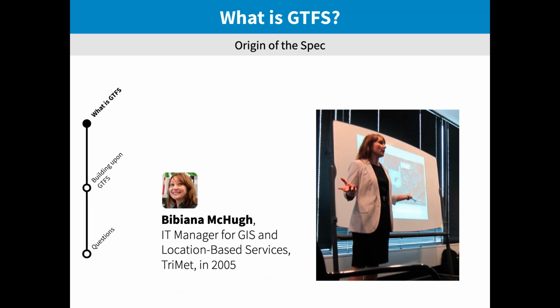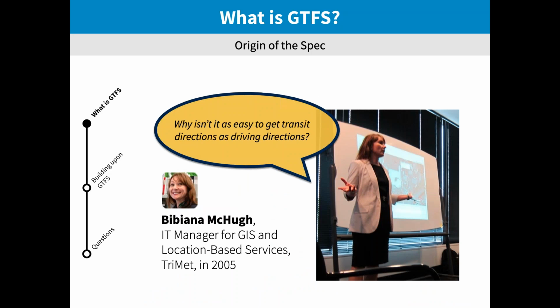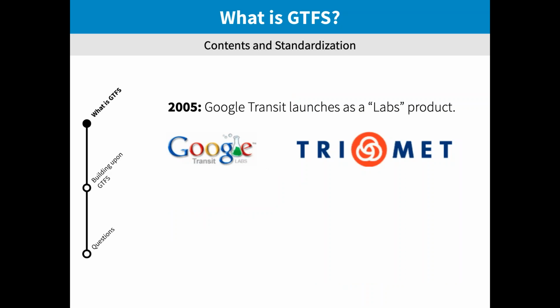Seeing this problem, an IT manager named Viviana McHugh at TriMet here in Portland asked the question, why isn't it as easy to get transit directions as driving directions in 2005? She contacted a number of companies, MapQuest, if you remember back in the early days of web mapping, and Yahoo Maps, and Google Maps got in touch with her and said, we want to add transit directions to Google Maps. We think that will be very useful for our customers. So in 2005, that launched.